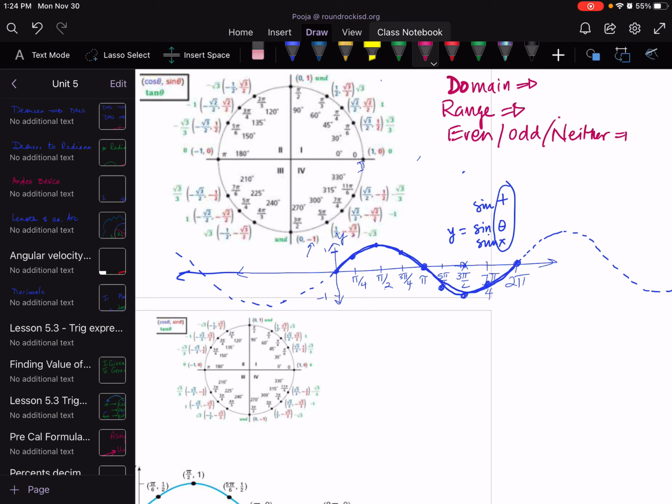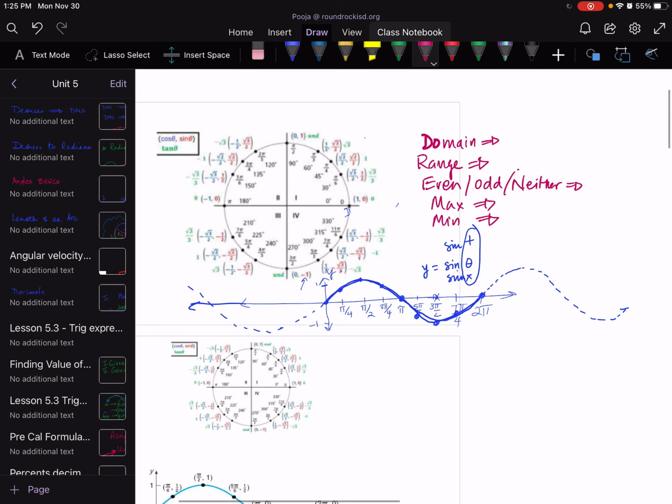We discussed that early on in Unit 2 and Unit 3 when we were talking about polynomial functions and rational functions. The other thing could be, what is the maximum value and where does it occur? What's the minimum value and where does it occur? What's the period of this function? Period means how often does it start repeating itself, right? Let's start with the domain.